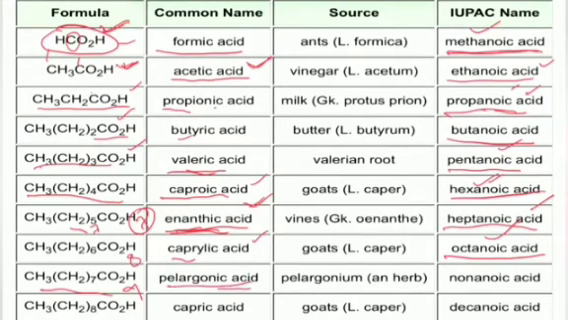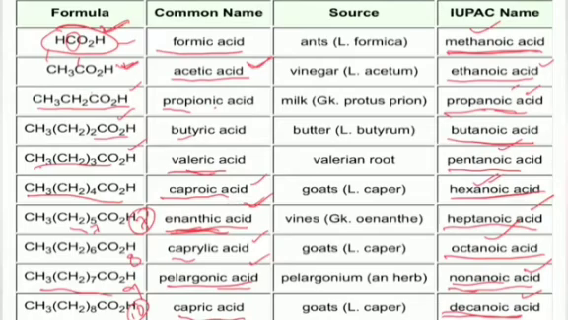Pelargonic acid. What is the common name? Pelargonic acid. 9 carbon means nona. 9 carbons are present, so that is why it is known as nonanoic acid. And finally 10 carbons, so that is capric acid. That is capric acid. 10 carbon means deca, so that is why it is decanoic acid. So like that you have to write the common name for the specific carboxylic acid.